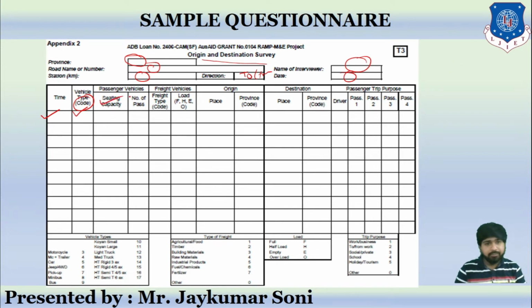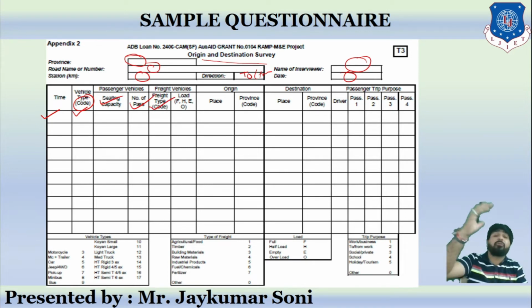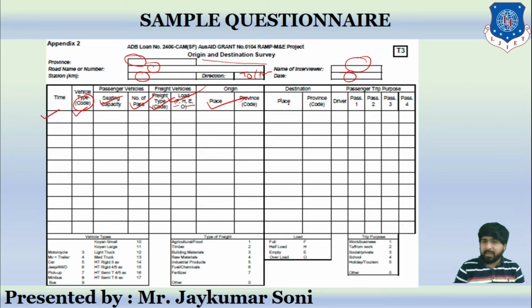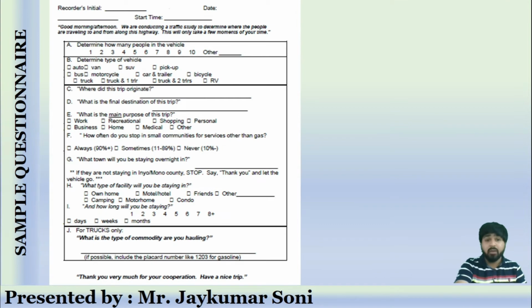The code will be given according to the requirements, according to the recommendation. Then seating capacity, number of passengers, freight type means what kind of luggage is being carried. Then the load, fare, heavy, then place of origin, place of destination, passenger 1, 2, 3, 4, and the purposes. All these things have been marked for the sample questionnaire. This is how it looks like. Whenever you are going to conduct an origin and destination survey, you are supposed to carry a sample questionnaire like this or like the previous one that I have mentioned.